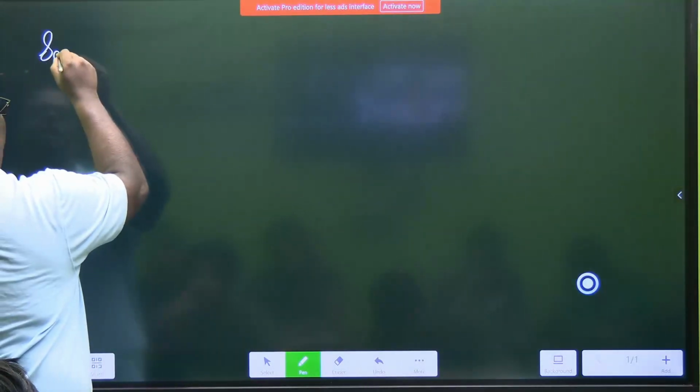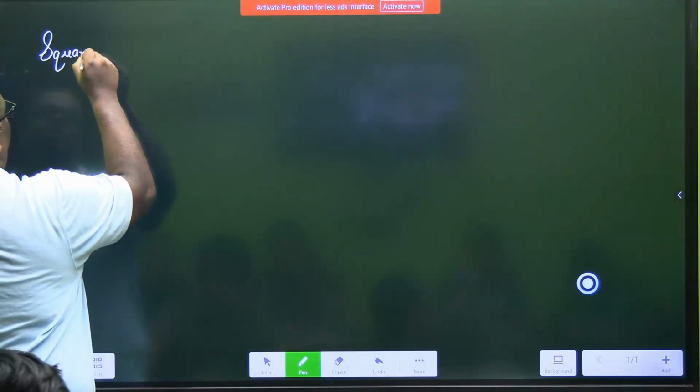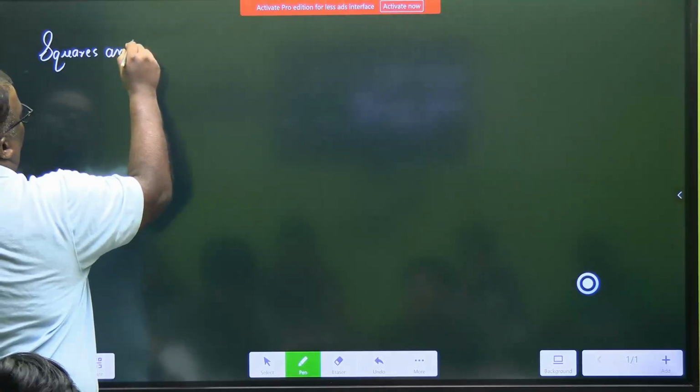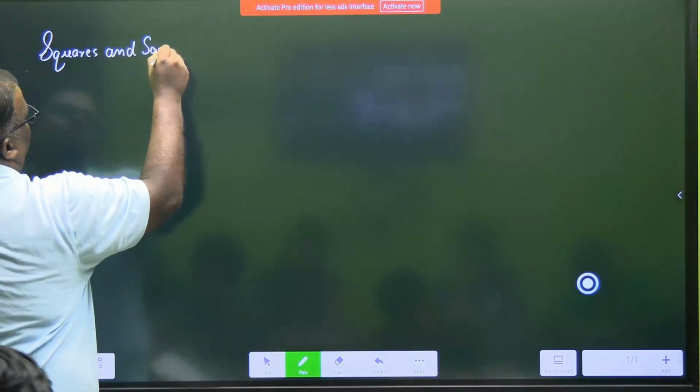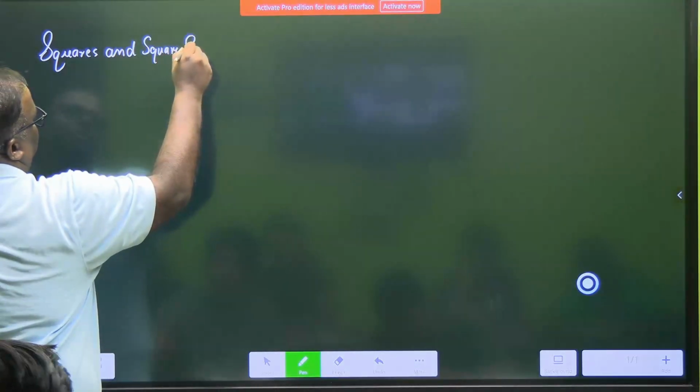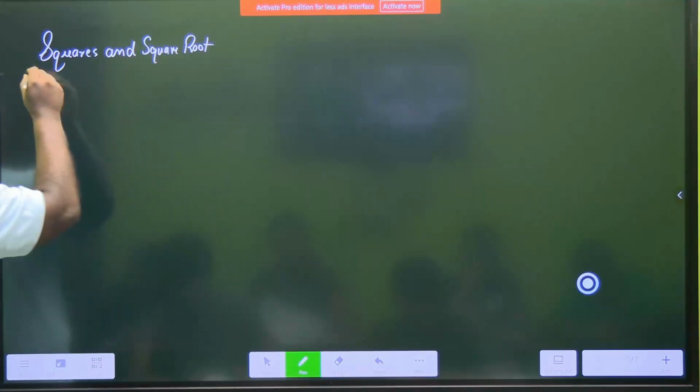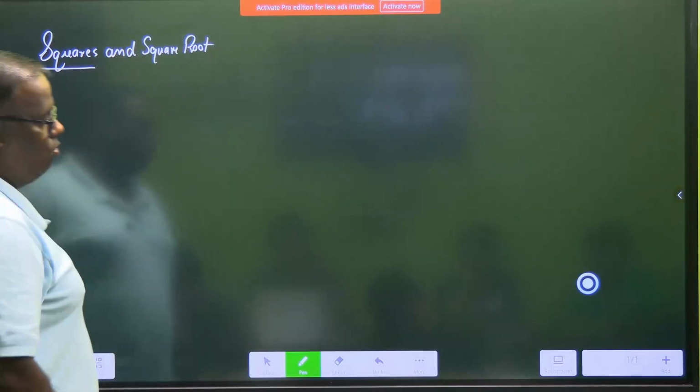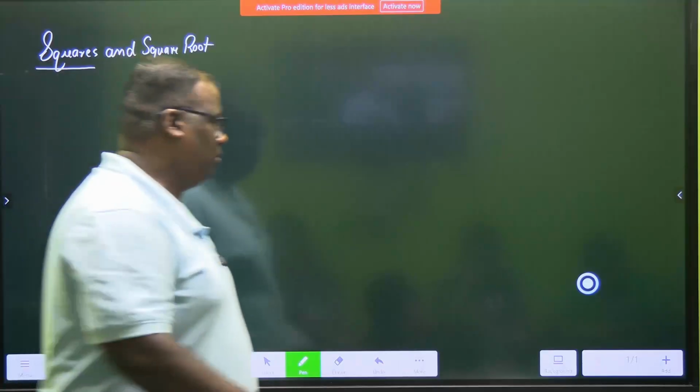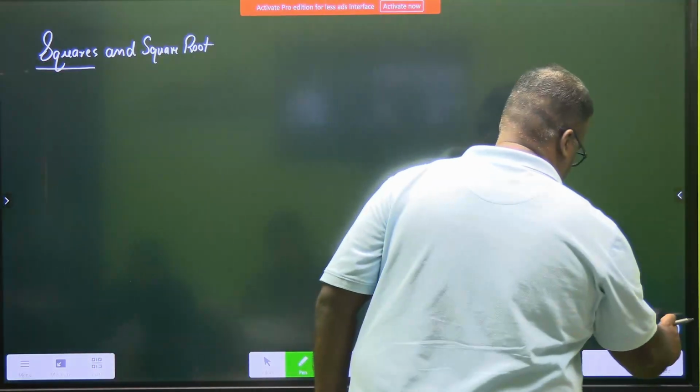Again, this is one of the onion chopping chapters. Okay, squares and square root. So obviously first we will deal with squares, then we'll deal with square roots. What all we will study, we will see now.